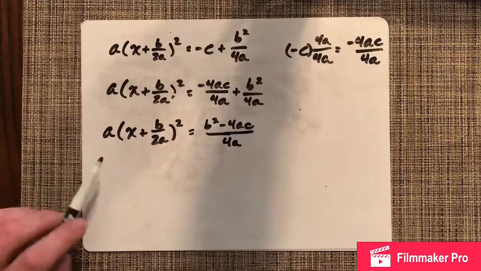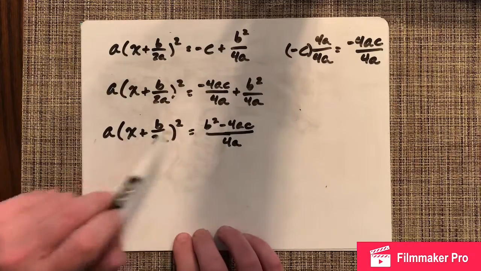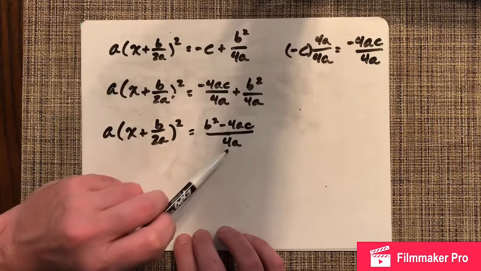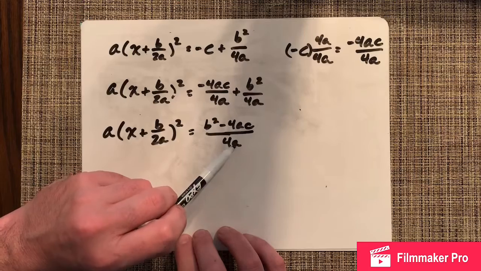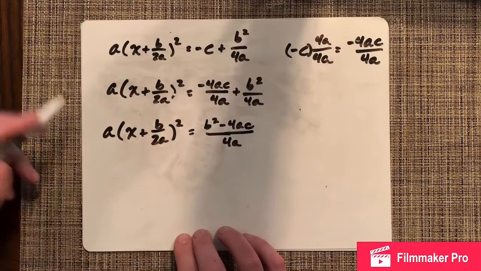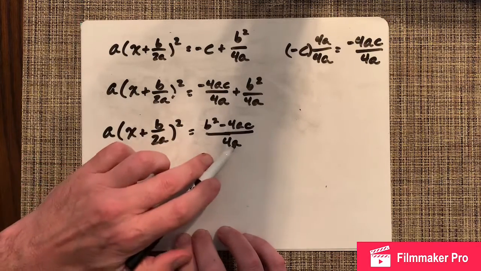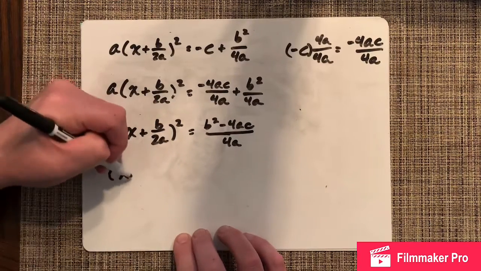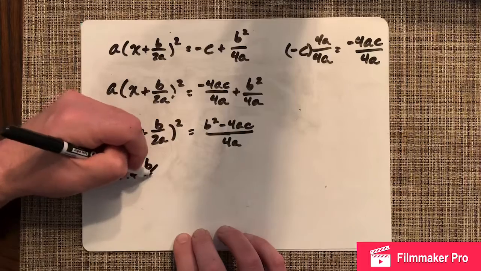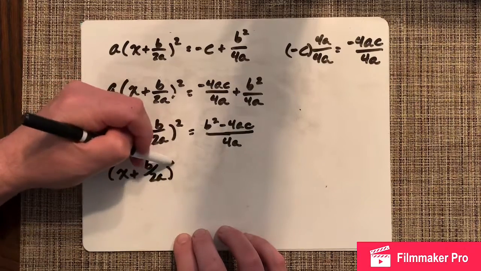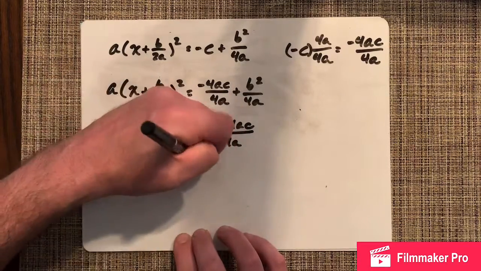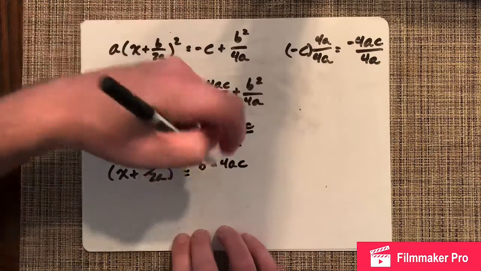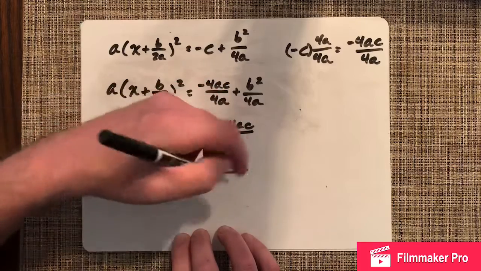Okay, now I can go ahead and divide both sides by a. If I divide both sides by a, that a is going to travel down here in the denominator. You've already got one there, so it's going to be an a squared when I get done. So this guy is going to go down here and make that a squared. So I have x plus b over 2a squared equals b squared minus 4ac over 4a squared.